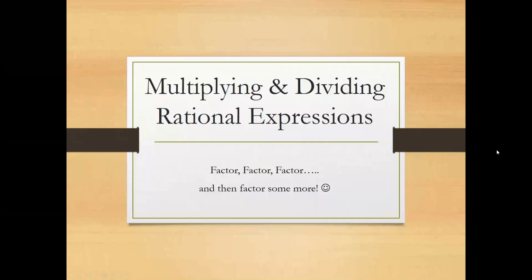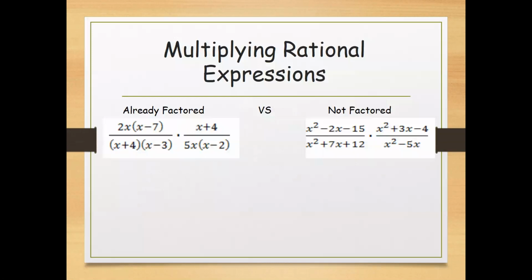So our second lesson for today, we are going to multiply and divide rational expressions. So we're going to be multiplying and dividing. Rational means fractions. Expression means we're going to have no equal signs. So we're going to have two fractions either being multiplied together or divided. So here's an example of a rational expression. Both of these are actually being multiplied.